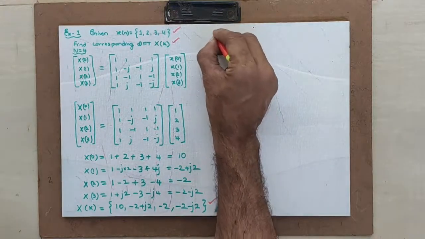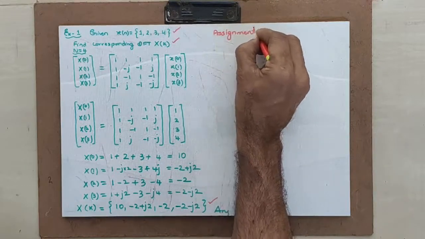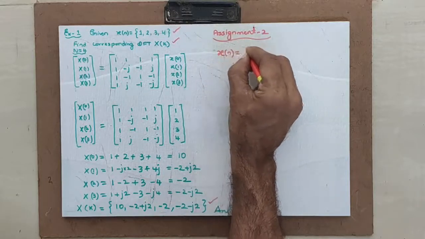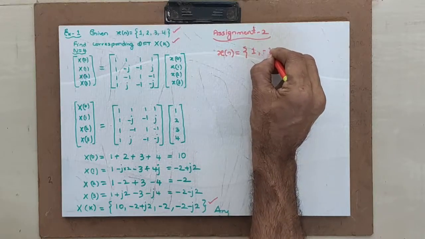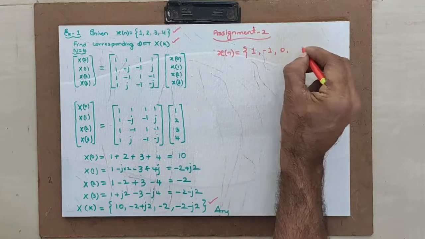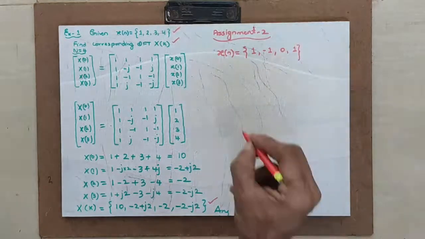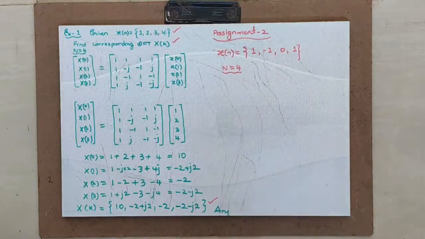Next, please take this as assignment 2, where you are given x of n, which is 1, minus 1, 0, 1, n equal to 4. Now you have found it. You have to find this and upload the answer. You have to do it today only, so that I can continue with the next classes.